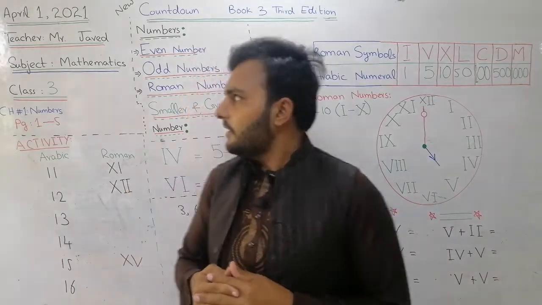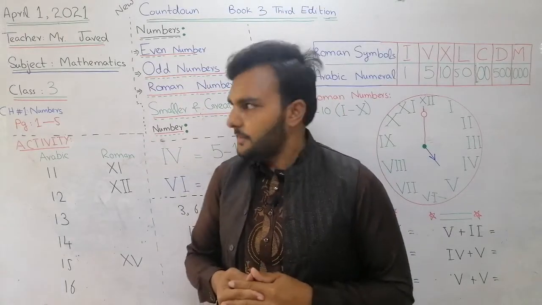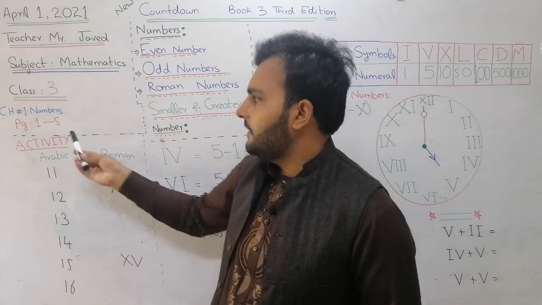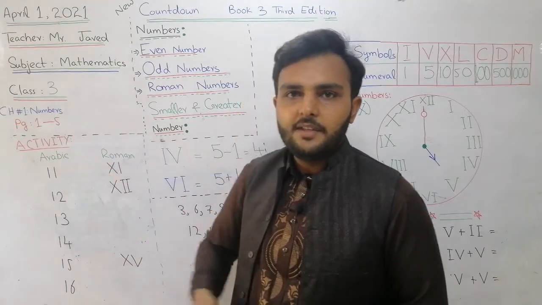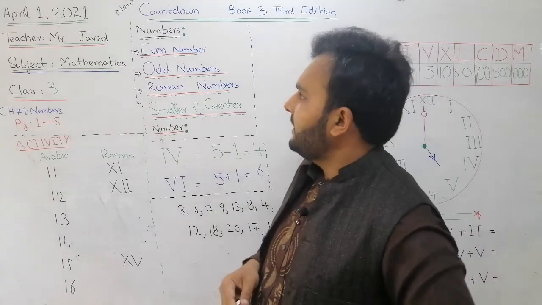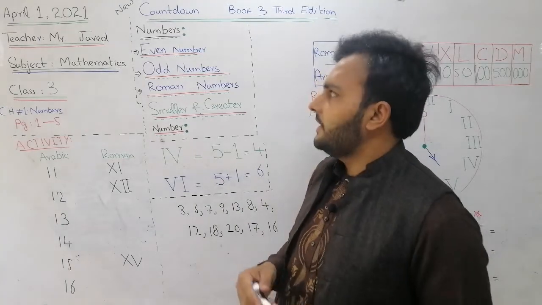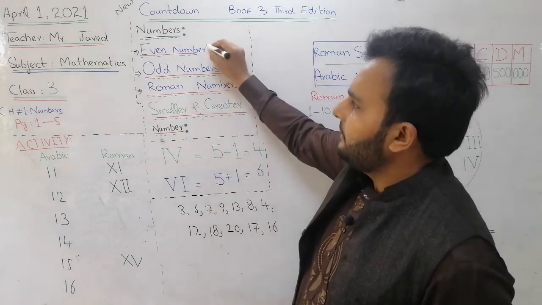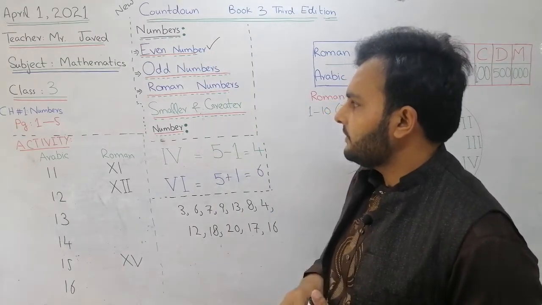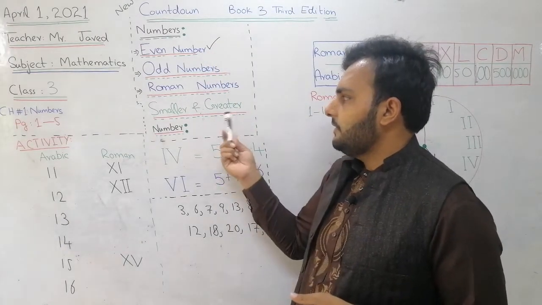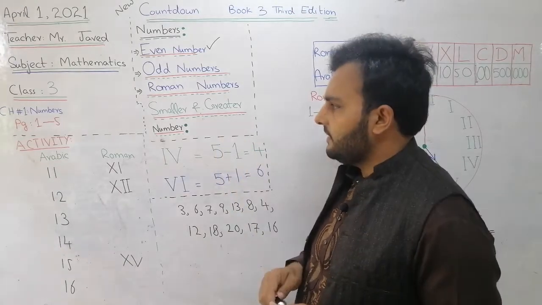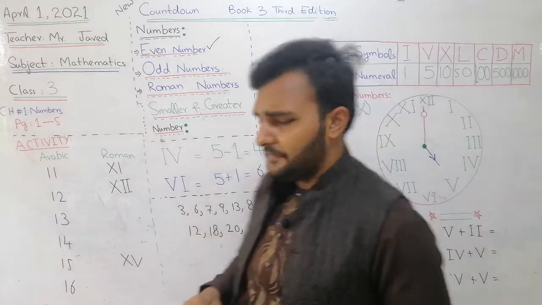So today we are going to study the first chapter, Chapter 1, Numbers. This will be from page 1 to 5 that we are going to discuss now. In numbers, the key points are here: first of all, even numbers, then odd numbers, Roman numbers, smaller and greater. We will see the rule of that, and the next thing is activity after that.